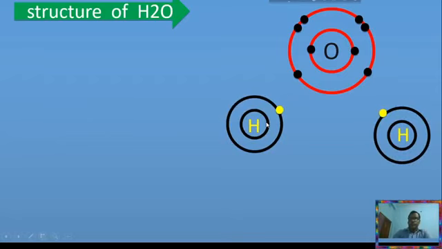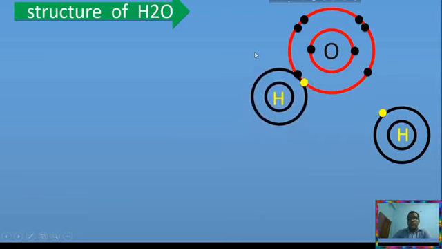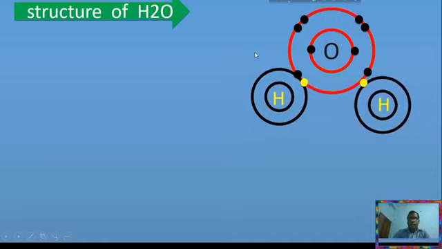Both atoms of hydrogen share their electron with 1 electron of oxygen and produce an oxygen-hydrogen bond. So there are two oxygen-hydrogen covalent bonds. This is an oxygen-hydrogen covalent bond and this is another oxygen-hydrogen covalent bond, and they produce H2O.